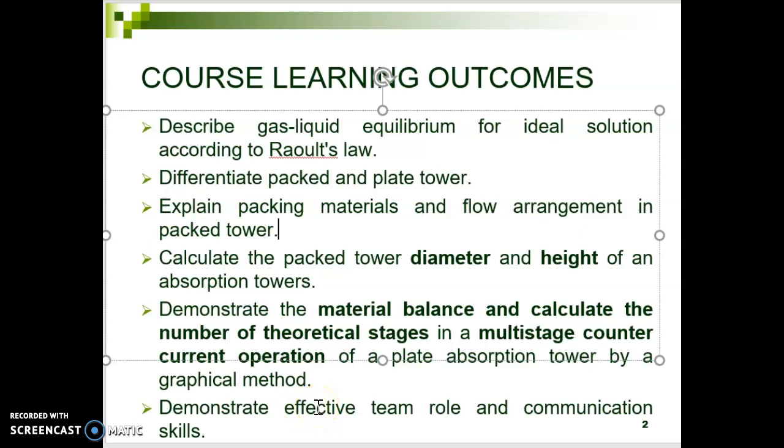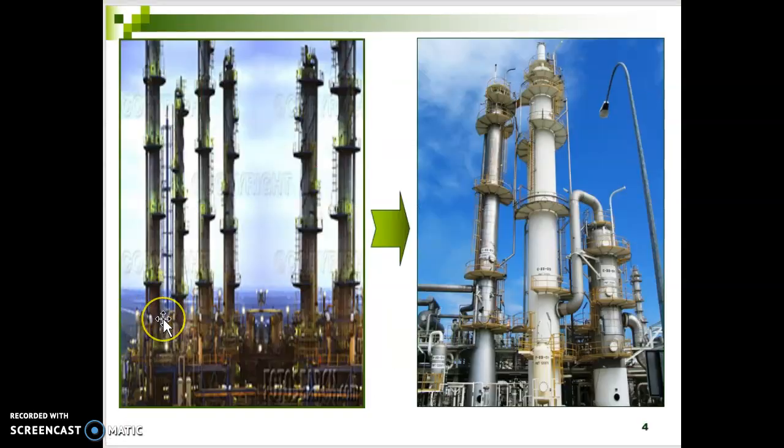So the requirement for this chapter is that you are able to differentiate between the two towers. Here we have packed and plate tower. For packed, we are going to calculate the height, and for the plate, we are going to calculate the number of stages. So this is the demonstration of the gas absorption tower in the plant. Even though it looks the same as the distillation column, the operation is different.